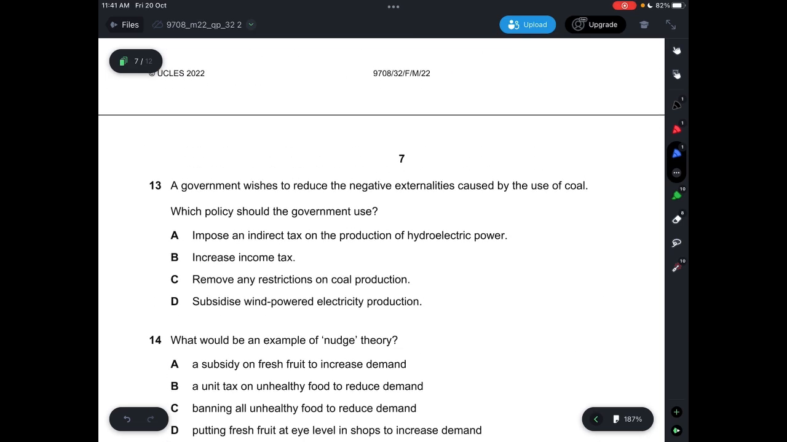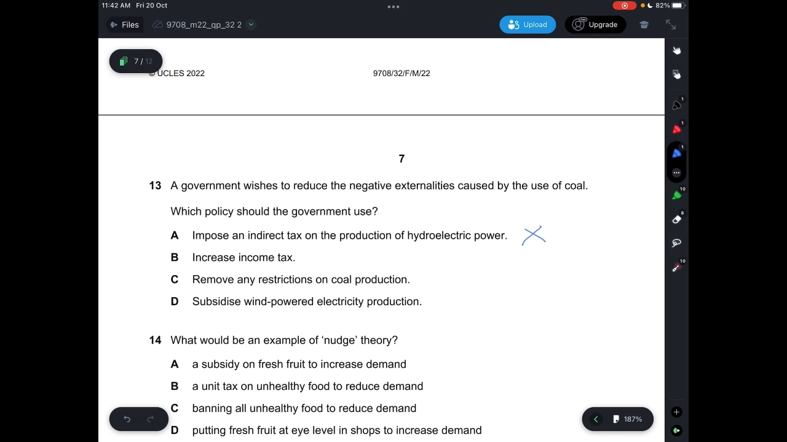Question 13, a government wishes to reduce the negative externalities caused by the use of coal, and which policy should the government use? So basically decreasing supply or decreasing demand. So A, it says impose an indirect tax on the production of hydroelectric power. This is incorrect. If you impose an indirect tax on the production of hydroelectric power, people will use more coal to produce electricity. Hydroelectric is a much more environmentally friendly way of producing electricity as compared to coal. So if you impose an indirect tax on the production, it will result in an increase in demand for coal instead, so it's a plus symbol.